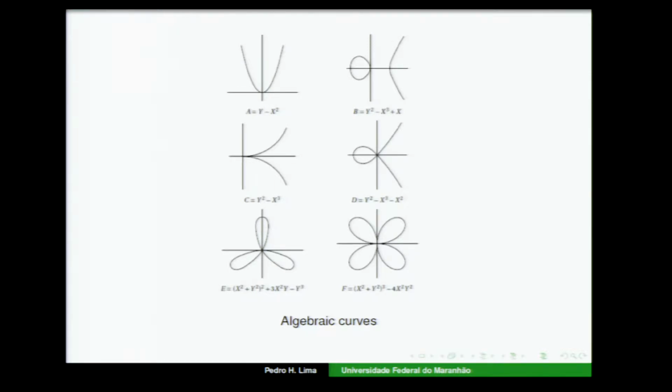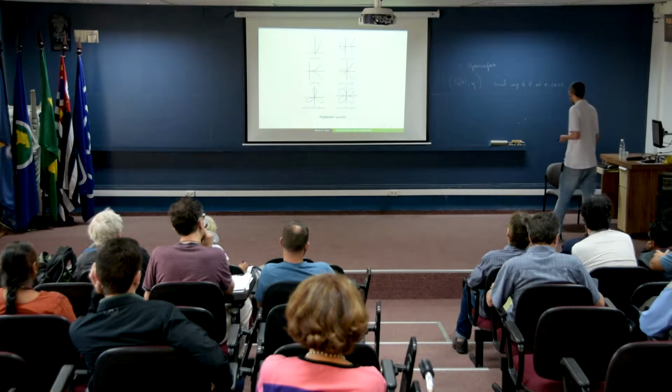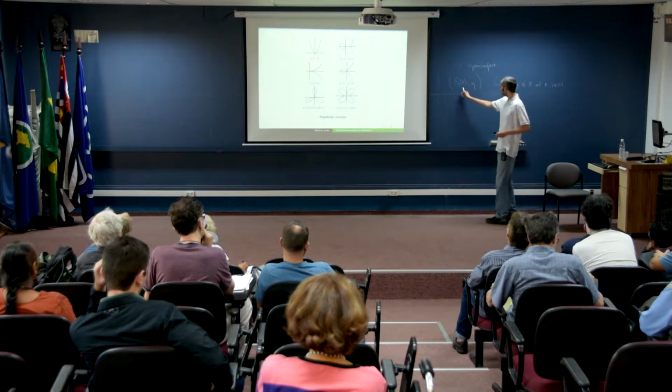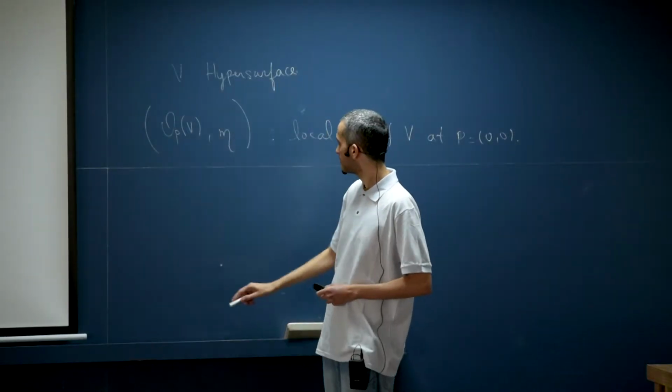In the second line, we have two hypersurfaces with multiplicity 2. And in the third line, the first one has multiplicity 3, and the second one multiplicity 4. These numbers, for example, can be seen through these local rings.